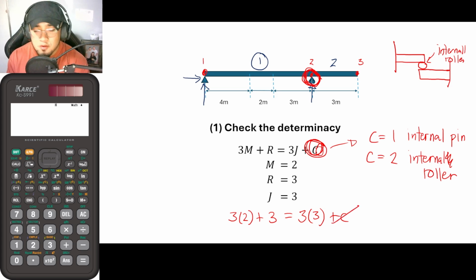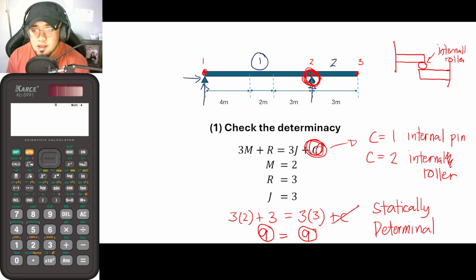Substituting known values and calculating them, the answer here is 9, and the answer at the right side is also 9. And since we have proved here that 9 is indeed equal to 9, meaning that this beam is statically determinate.